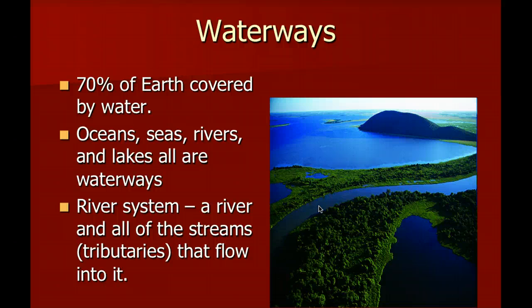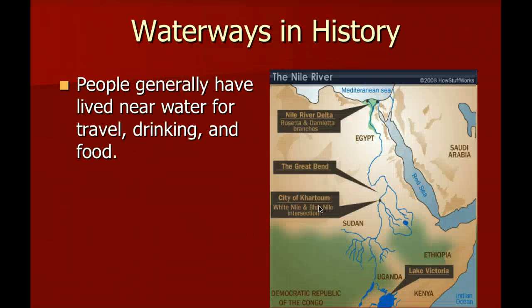Waterways. 70% of the earth is covered by water. Oceans, seas, rivers, and lakes are all waterways. A river system is a system of the stream and all the tributaries that flow into it. This is the Amazon, by the way. Waterways in history are certainly incredibly important. Most of the earliest civilizations were built around rivers, so they could get fresh water, and for travel, drinking, and food.